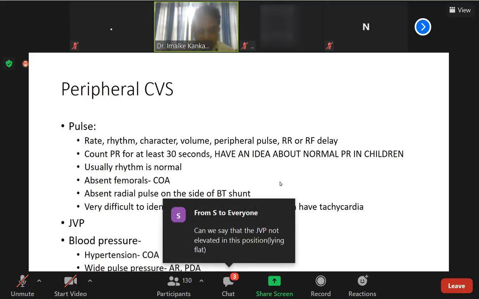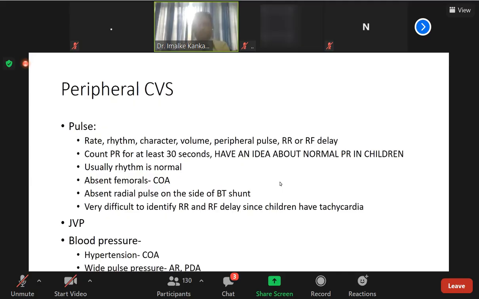Can we say when presenting that I can't comment on JVP because the child is not at a 45-degree angle position? Well, you can say it, but I don't know in adults how, because sometimes we might put children at a 45-degree angle on the bed. So you wanted to have an excuse, but we might not give that excuse every time, right? I don't think pediatricians will penalize you. How could you comment on JVP if you have not put the child at a 45-degree angle?